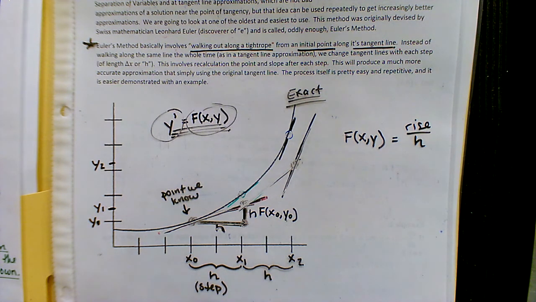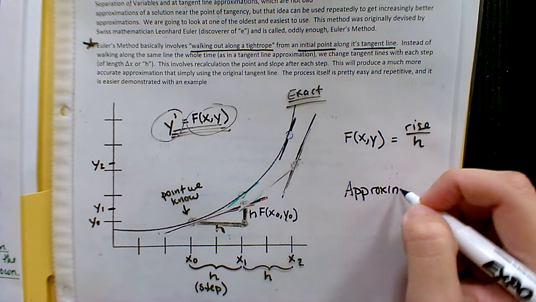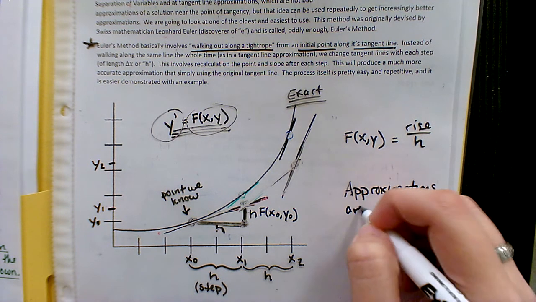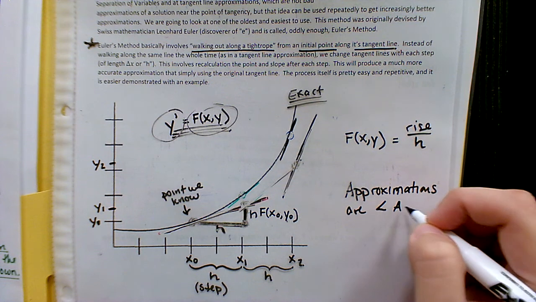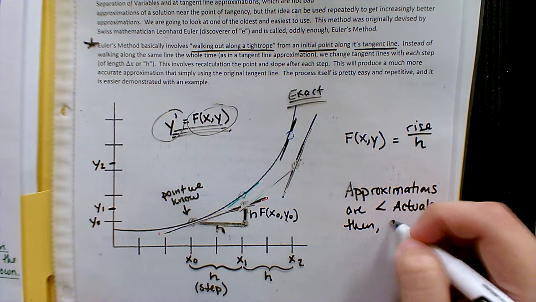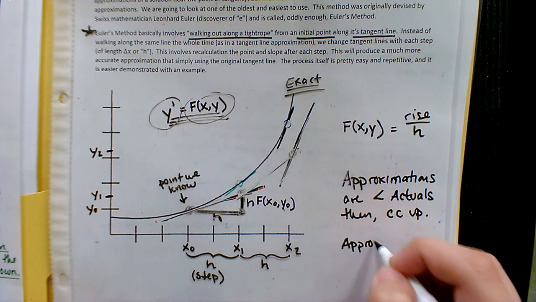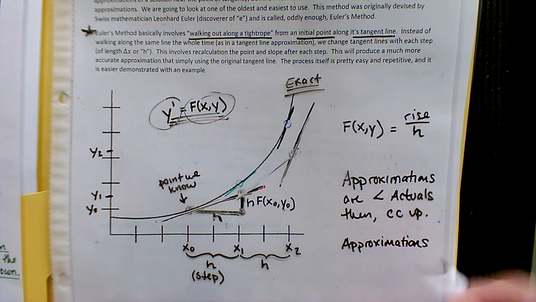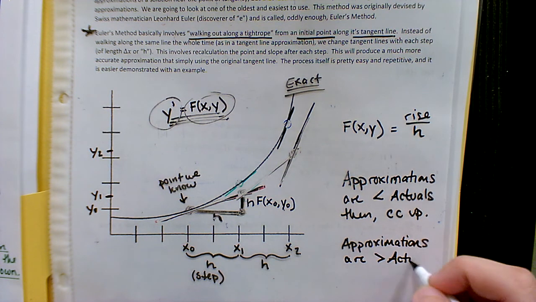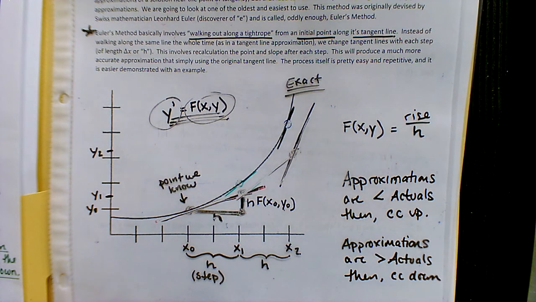I'm hearing concave. It's concave up. Okay, so we'll say, my pen's about to die, if the approximations are less than the actuals, then your solution curve is concave up, and vice versa. If the approximation points are greater than the actuals, then your graph would be concave down. I think we saw a little bit of that last year, how the concavity determines whether you have an over or an underestimate.